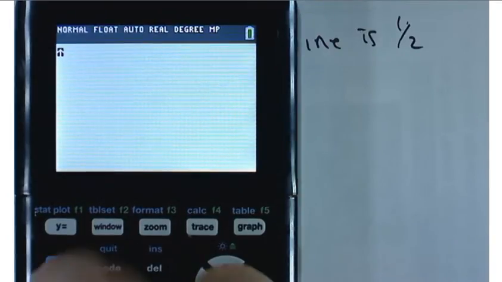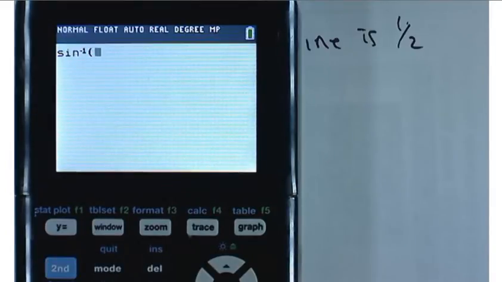Now hit the second key and then the sine key. Notice you get a different notation here on your calculator. You've got the sine inverse. Sine inverse of 0.5. This should be the angle whose sine is 1/2. 30. How could you check it?